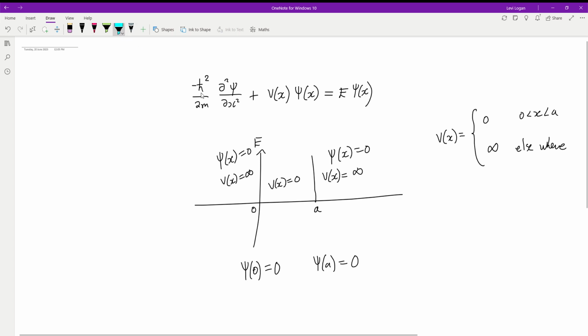This here isn't Planck's constant. This is Planck's constant divided by 2 pi, I believe. I'm not fully sure off the top of my head, but I know that's not Planck's constant because it's got the bar. If it was Planck's constant, it wouldn't have the bar.